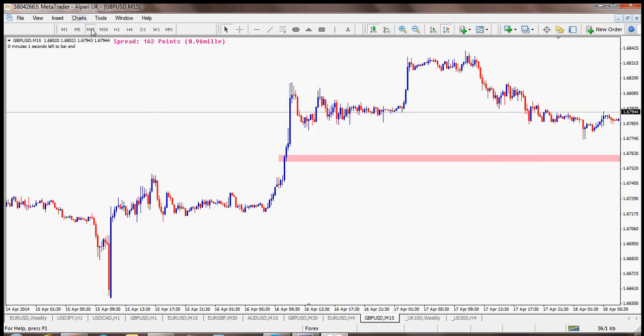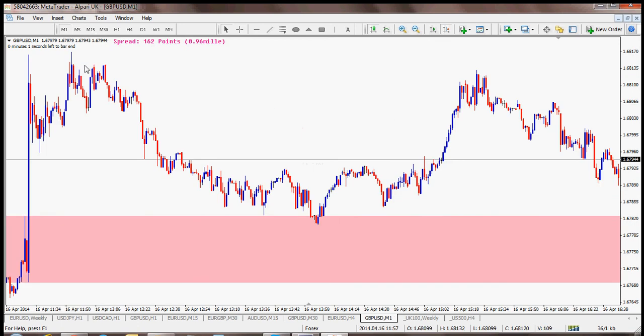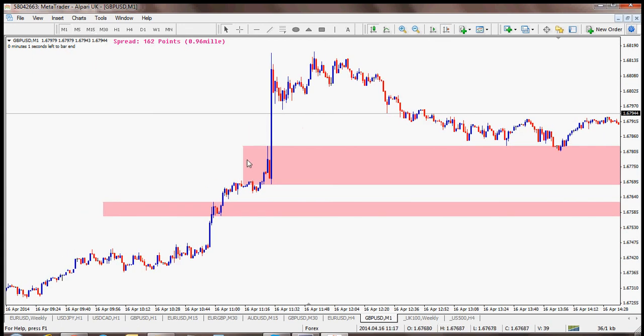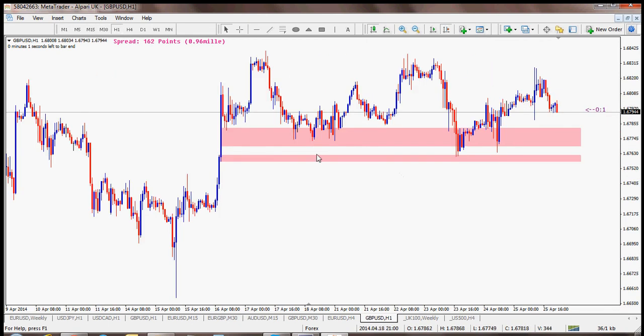Where are we? 15 minute might show it, yeah. So I can go in lower, but I think you'd see it good enough there. Yeah, 1 minute. Yeah, so there you go. So there's the flag limit for the flag above. Back to the hourly. And so you see the flag limit is broken here.